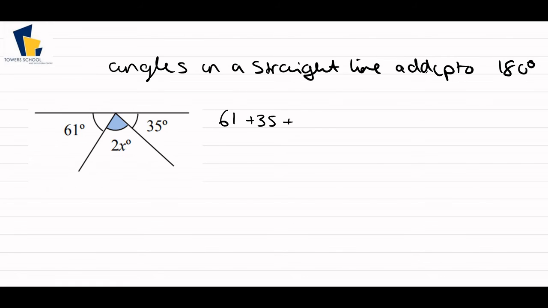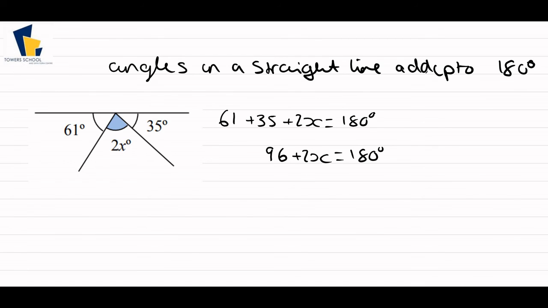Okay, so we know that 61 plus 35 plus 2x is equal to 180 degrees. So the first thing we're going to do is collect our like terms. I'm going to add 61 and 35 together, and I end up with 96. So 96 plus 2x is equal to 180 degrees.